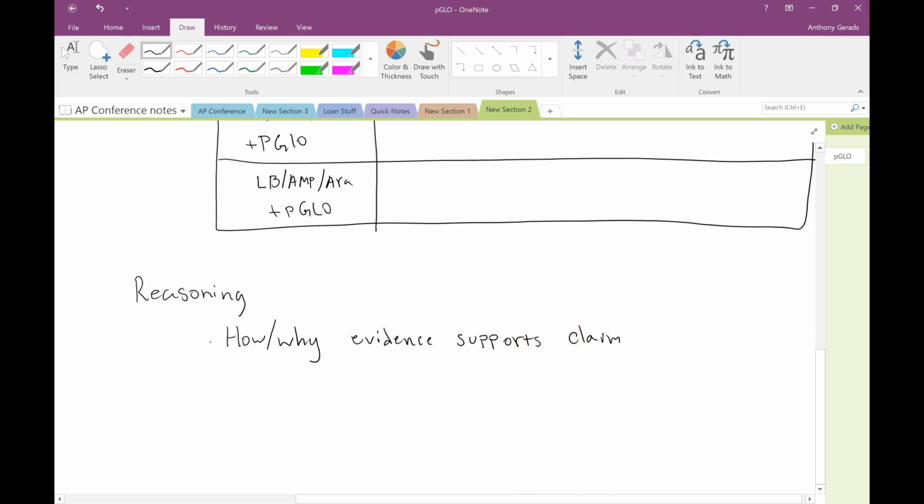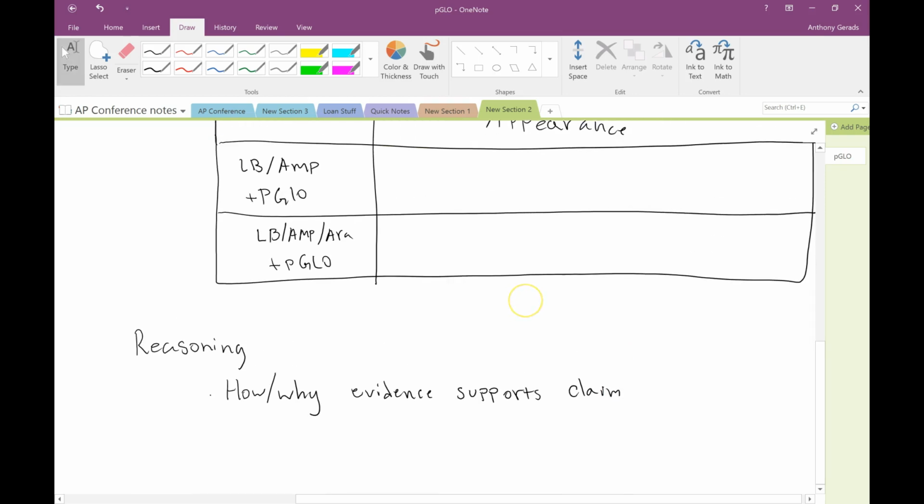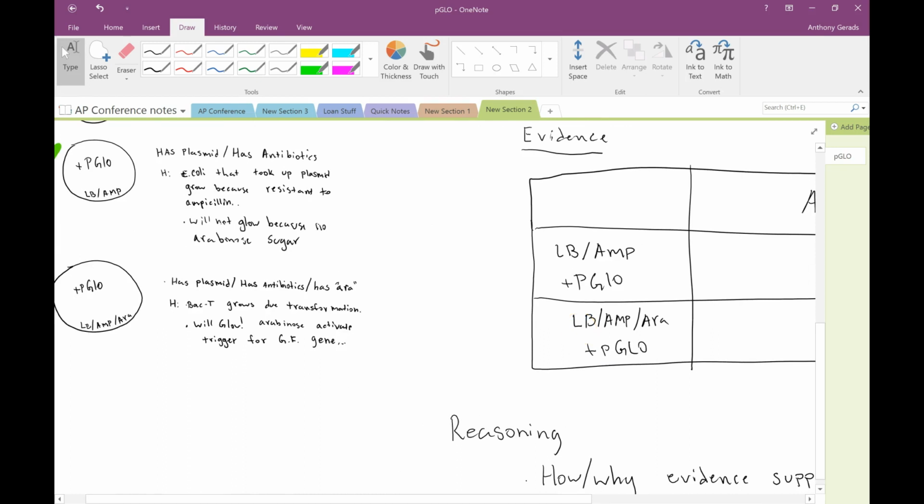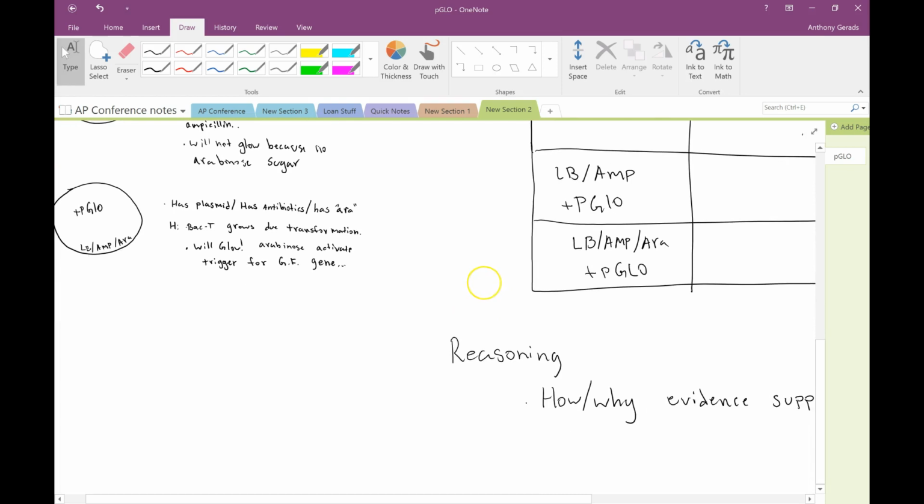This is where you're going to go into, for example, the LB-amp plus pGlo. Our hypothesis is said, so you're going to have growth there, and you're going to talk about how the reason that there was growth in the LB-amp plus pGlo was that the E. coli bacteria took up the plasmid. This plasmid was activated, making it resistant to the antibiotic ampicillin. However, it did not glow because there was no arabinose sugar present to activate that trigger for the glowing factor. And then you would go into the LB-amp ara plus pGlo.